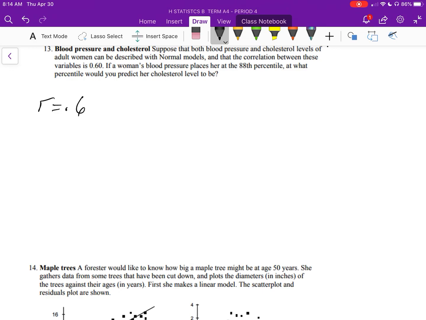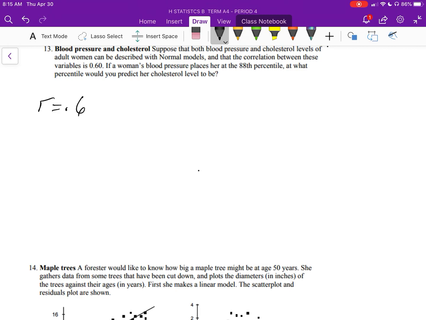If a woman's blood pressure places her in the 88th percentile, what percentile would you predict the cholesterol to be? So what we want to do is compare the two by using, first of all, regression to the mean, which predicts that the Z of the cholesterol will be R times as far from zero as Z of the blood pressure was.